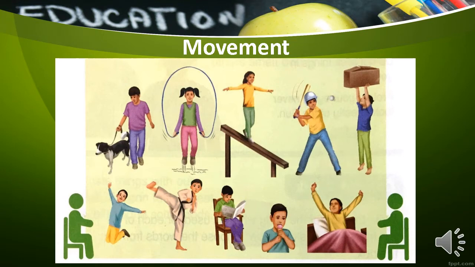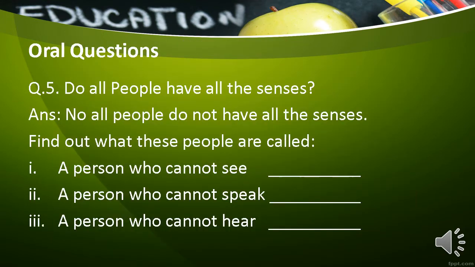You know we have different body parts and our body move in different ways. In this picture, you can see different body movements. You have to judge which body parts are being used in these movements. Dear students, we have some oral questions in this unit and you have to learn them by heart. The question is, do all people have all the senses? The answer is no, all people do not have all the senses.